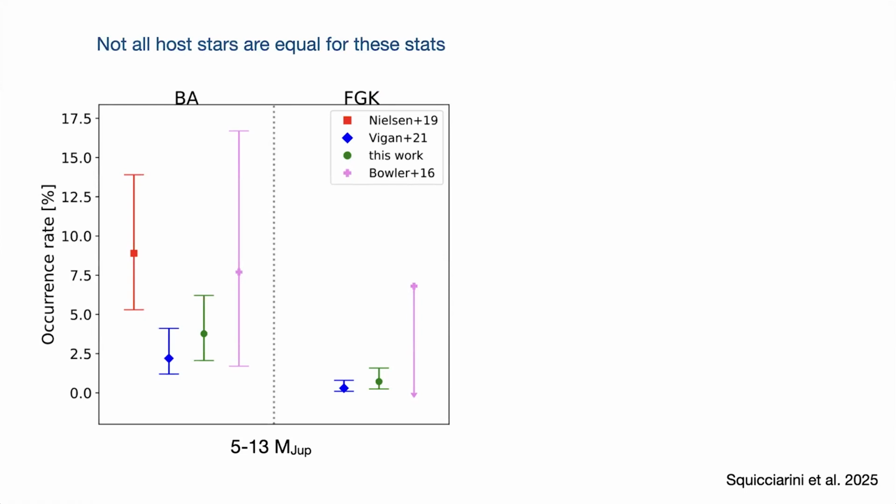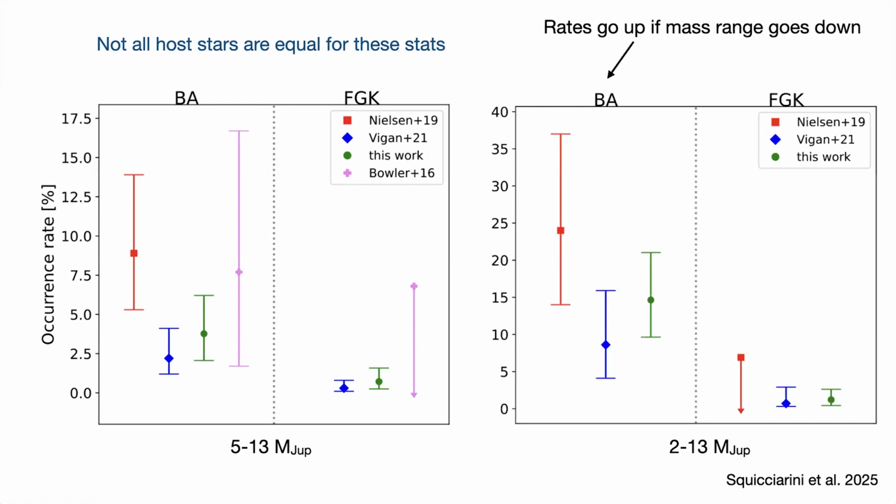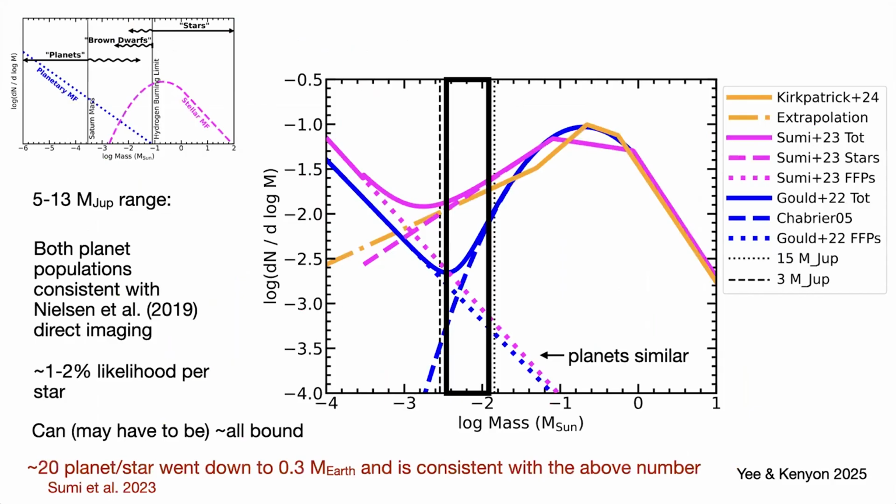And so one of the things that you have to do is to convert these numbers to the per total star and try to look at apples to apples. And that's what Yi and Kenyon were doing. So it's worth remembering that not all host stars are equal for these stats. This is not really relevant to my point, but as a side note, if you look at 2 to 13 Jupiter masses, the rates for these AB stars do go up substantially, though it's still pretty small for the FGKs. Okay, so that's the direct imaging.